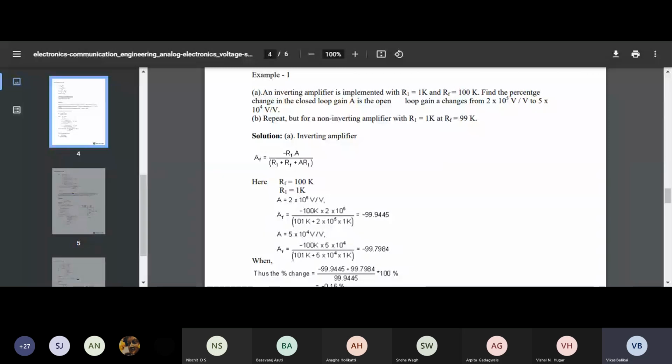Done? Yes, sir. Can you see the PDF now, what I have shared here? Yes, sir.